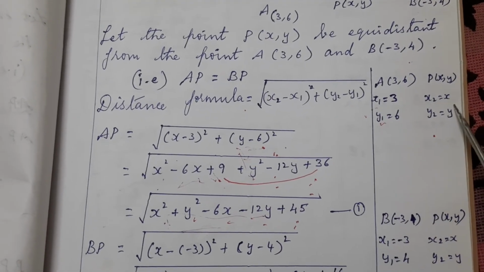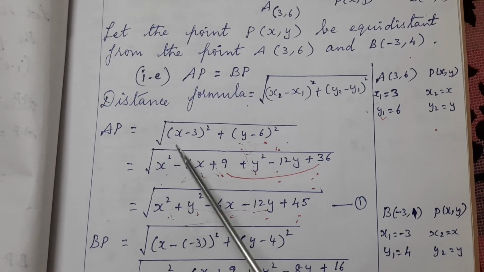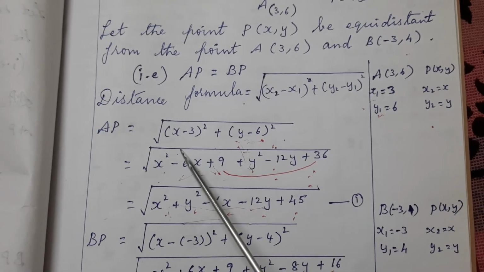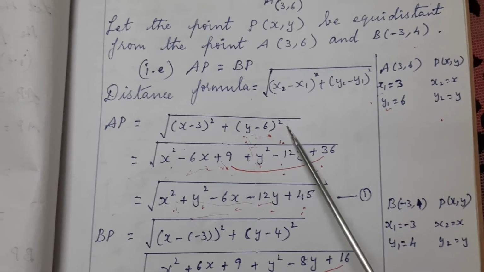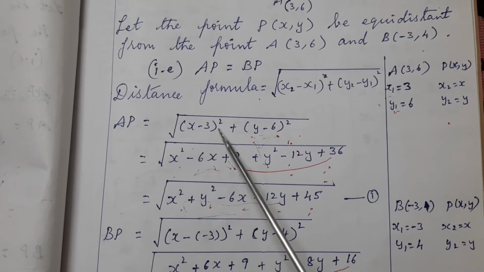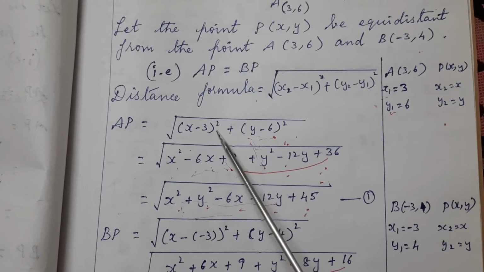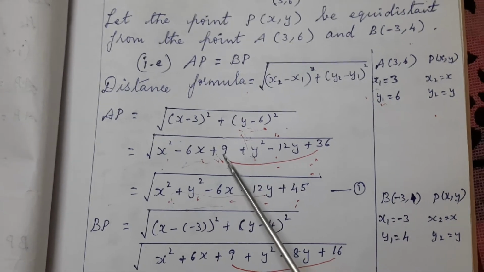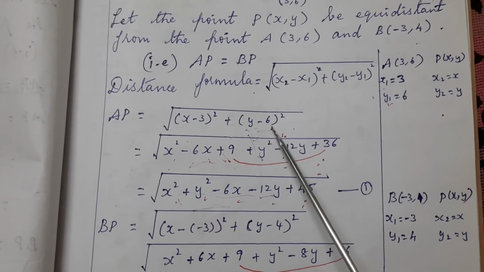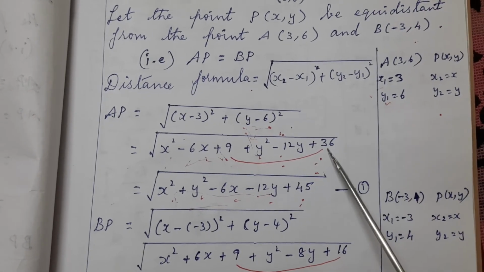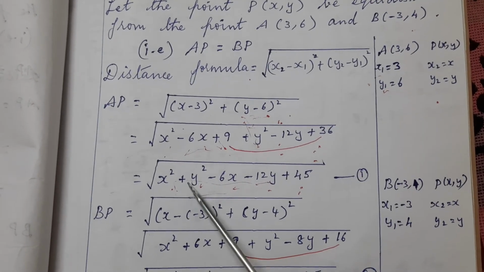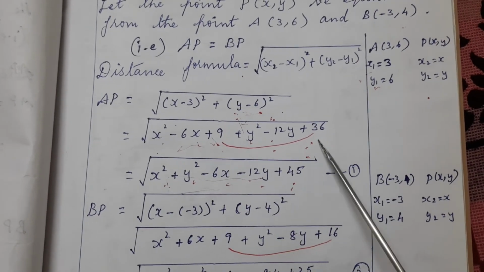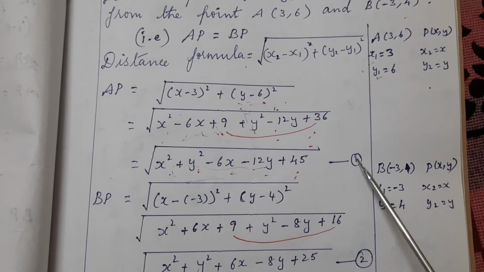A is x1 y1, P is x2 y2. So AP is equal to root of, substituting this value in the distance formula, x minus 3 the whole square plus y minus 6 the whole square. So when I expand a minus b the whole square, a square minus 2ab plus b square, so I get x square minus 6x plus 9, plus here a minus b the whole square, a square minus 2ab plus b square. So root of x square plus y square minus 6x minus 12y plus 9 plus 36 is 45. Take this as first equation.